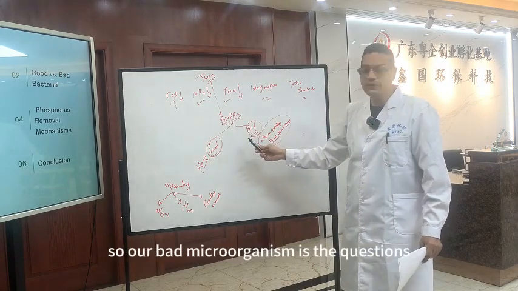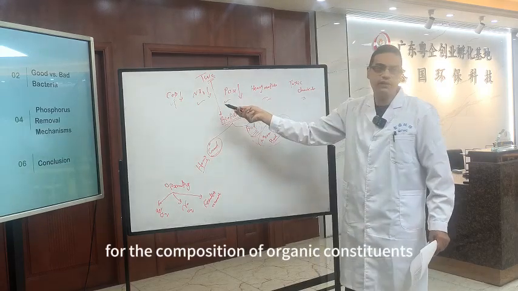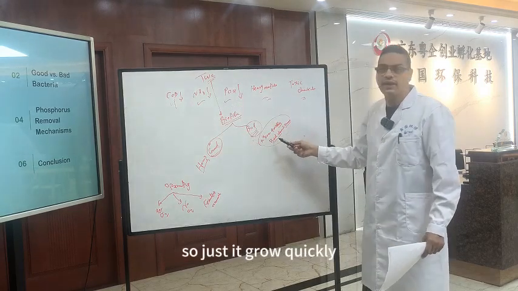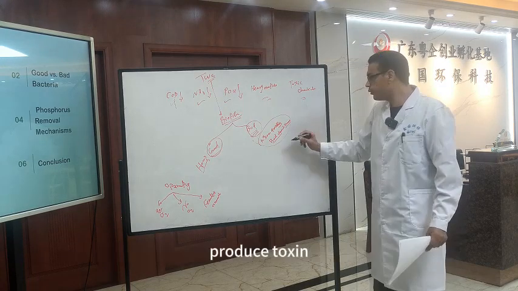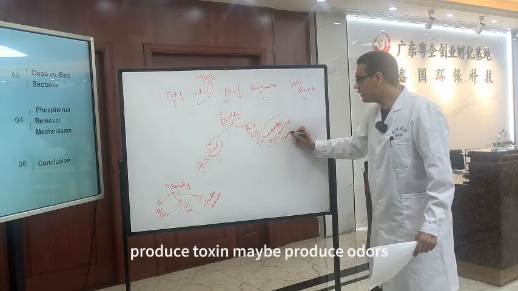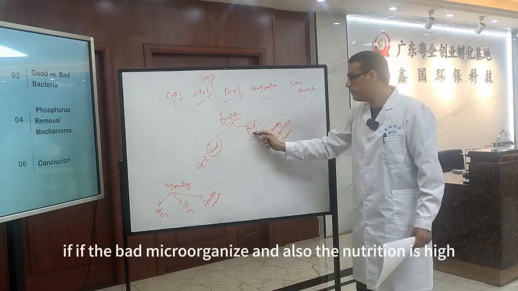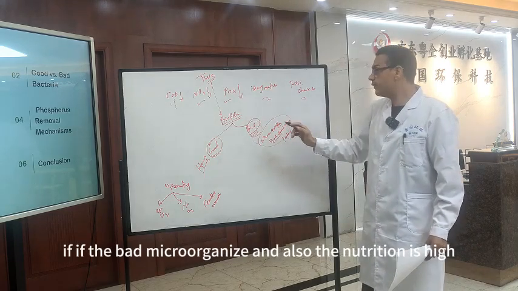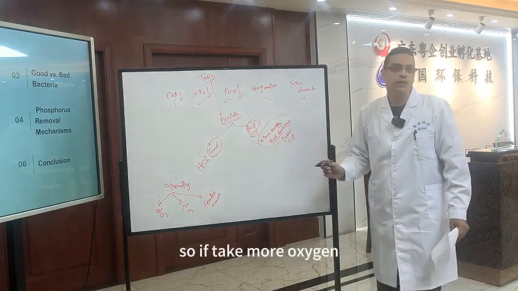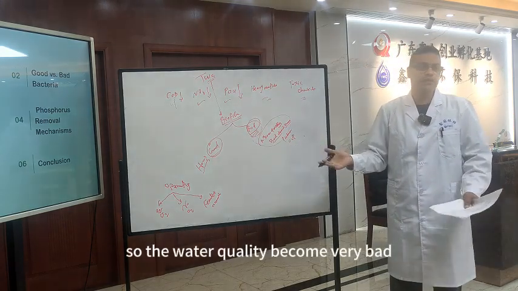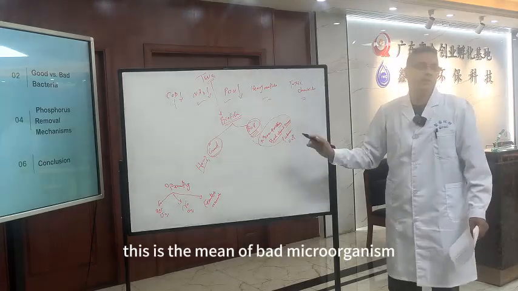As for bad microorganisms, they do not make anything for decomposition of organic constituents. They just grow quickly and make a dead zone. Dead zones produce toxins, and maybe produce odors. The odor is very bad with bad microorganisms. Also the nutrition is high and they take more oxygen. If they take more oxygen, the water quality becomes very bad. This is the meaning of bad microorganism.